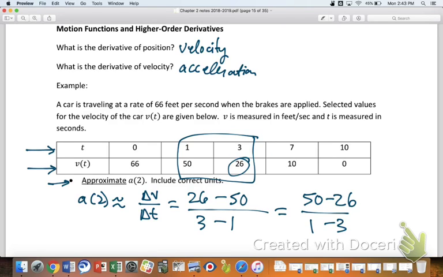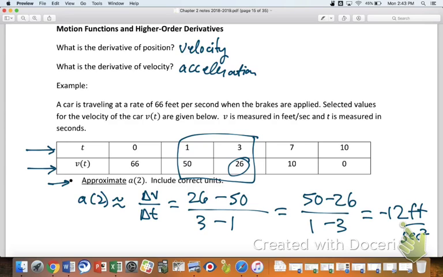What do we get? Negative 12? Okay, so negative 12 feet per second squared. Yep. So your acceleration should always have linear units, like feet or meters or whatever, divided by time squared. Okay, so this is an approximation of the acceleration at 2. Do you have any questions there?